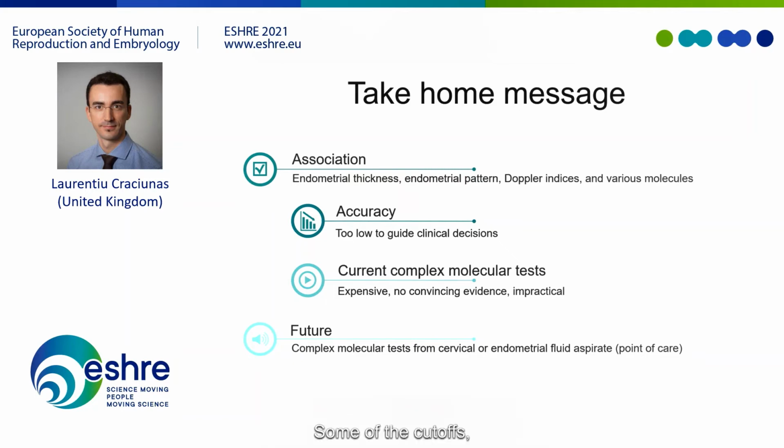Some of the cutoffs, such as endometrial thickness of less than 6 millimeters, could be used as a marker of non-receptivity, but the incidence is so low that we rarely see it in clinics. Several complex molecular tests of endometrial receptivity have been developed on the assumption that embryos and endometrium may be out of sync, but the current evidence is not convincing for their large-scale use. The tests have a relatively large cost and may be impractical because they involve an endometrial biopsy which can't be performed during the IVF cycle.